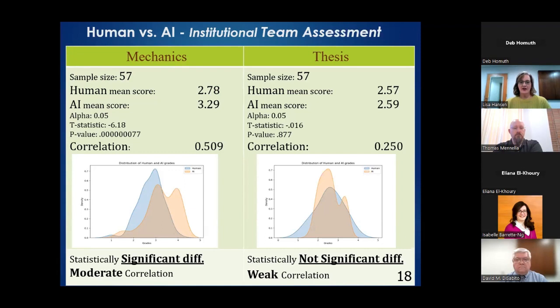For the second learning outcome, for thesis, the one that I think of as being a little more subjective, it was interesting that the means were almost identical, but the correlation was very weak. So in that sense, even though the means were very close, the individual scores for each paper were not necessarily in alignment between human scoring and AI scoring.